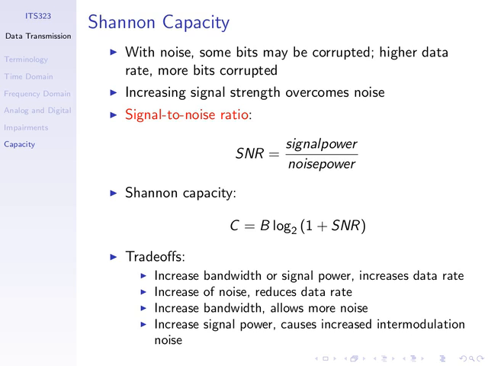Also in practice, if we make the signal power very large, we can cause other intermodulation noise. And it can overload the receiver circuitry as well. So in practice, we cannot increase these to as high as we want. We have some practical limitations which limit our data rate.